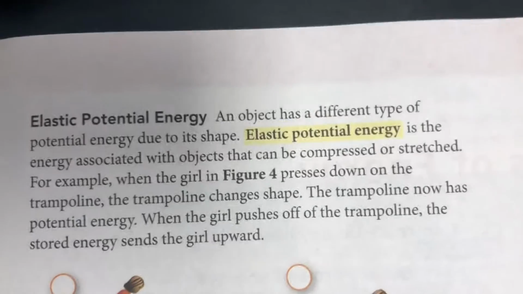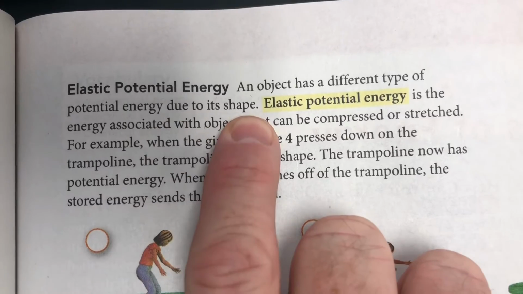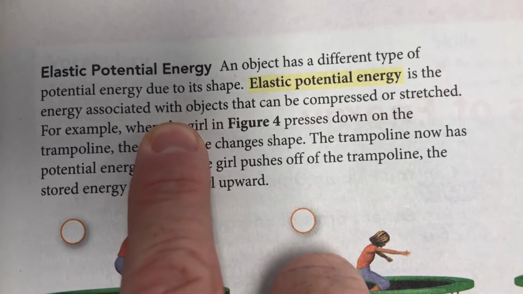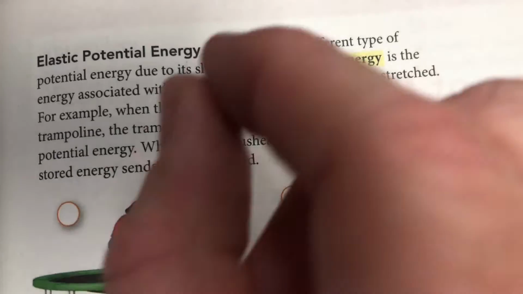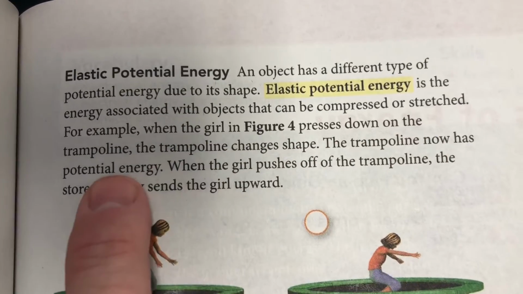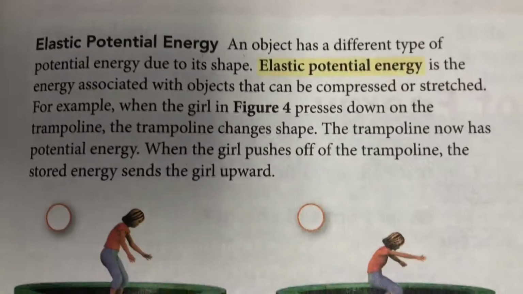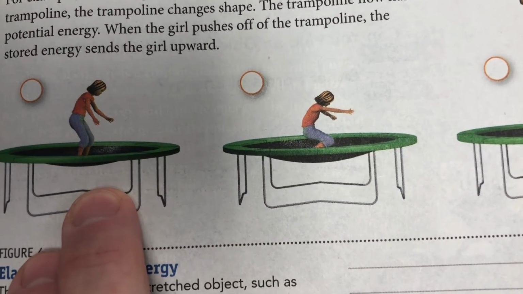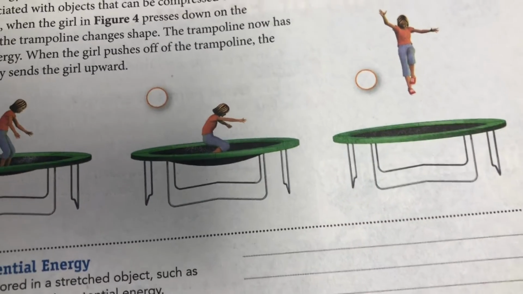Another type of potential energy is elastic potential energy. An object has a different type of potential energy due to its shape. Elastic potential energy is the energy associated with objects that can be compressed, which means squeezed in tighter, or stretched out like a rubber band. For example, when a girl in figure 4 presses down on the trampoline, it changes shape. The trampoline now has potential energy. When the girl pushes off the trampoline, the stored energy sends the girl upward. Okay?